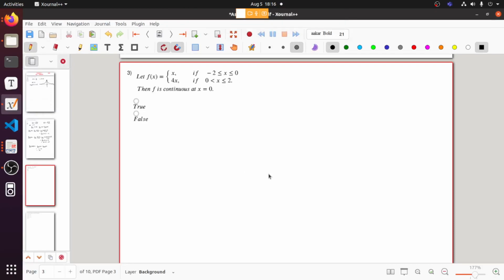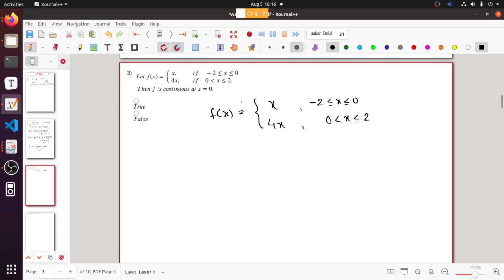What it is saying is that f(x) equals x for x belonging to minus 2 to 0, and f(x) equals 4x for x belonging to 0 to 2. So you have to say whether f is continuous at 0, true or not, right? So just write what is f(x). f(x) is x for x in minus 2 less than x less than or equal to 0, and it is 4x if 0 less than x less than or equal to 2. You have to check the continuity of f at the point 0, right?